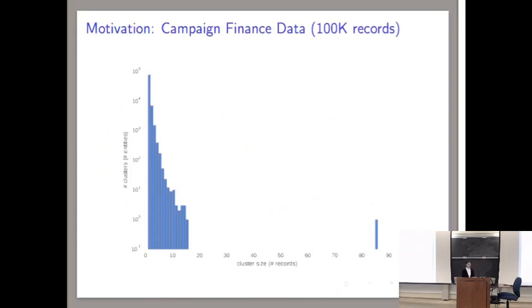So I'm going to show just a few slides of the motivation for the generative models that we came up with, because I think this is important in terms of how we came up with these. This is a motivational example that Hannah had, from campaign finance data, looking at 100,000 records.